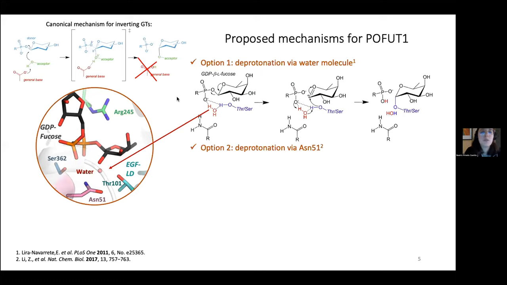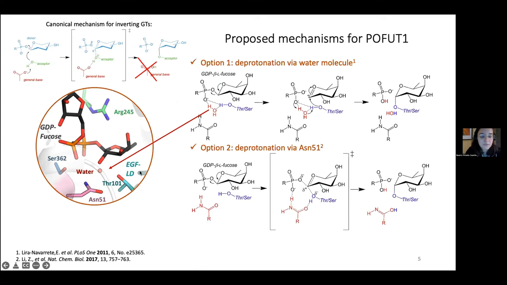And then there is option two, which was proposed by Lee and co-workers. And it's the deprotonation via asparagine 51, that is in the active site, close to the acceptor. And so in this mechanism, the asparagine oxygen would take this proton from the acceptor, as we can see here. This form of deprotonation would be quite unusual, actually, but it has been proposed that asparagine could have a similar catalytic role in other enzymes. And also, it was proven that this asparagine was essential for the activity of POFUT1. So this proposal of mechanism is reasonable as well.